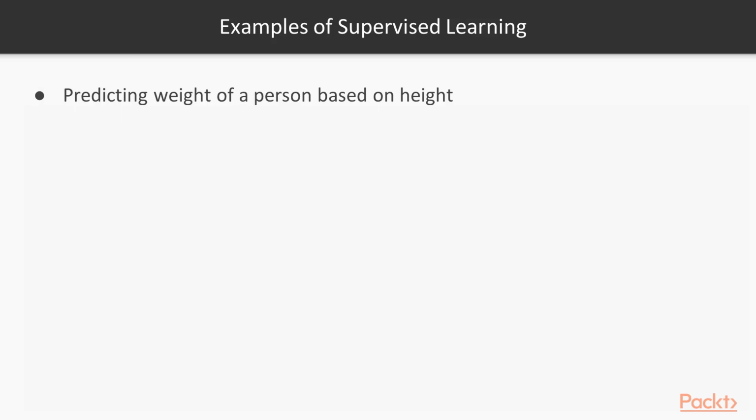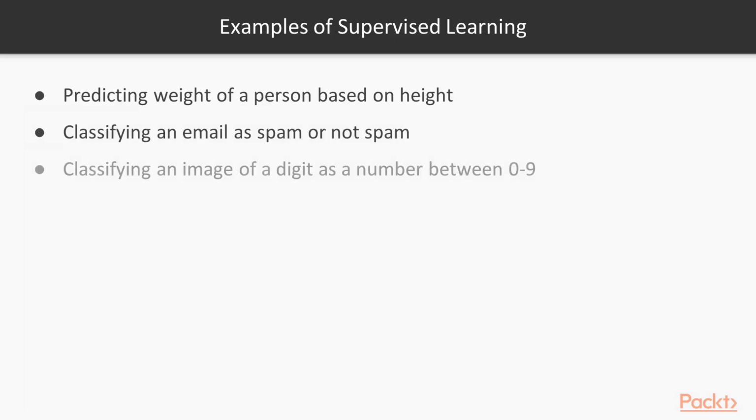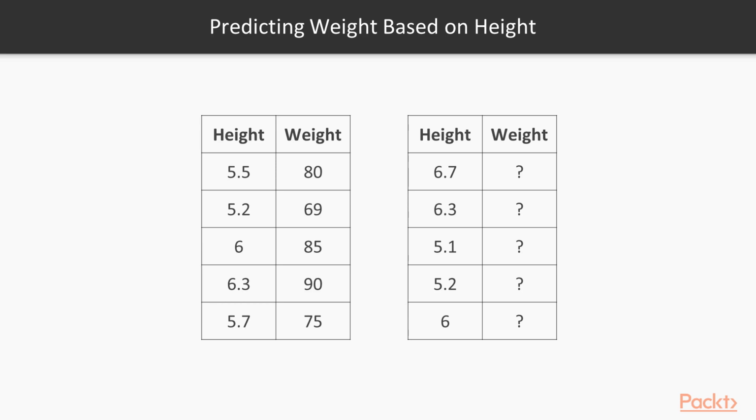Some of the examples of supervised learning are predicting the weight of a person based on their height, classifying an email as spam or not spam, or classifying an image of a digit as a number between 0 to 9. Let's take the first example. In this example, we are trying to predict the weight of a person given their height. In the data set on our left, we have the heights and corresponding weights. In the data on the right, we have height, but we want to predict the weights.